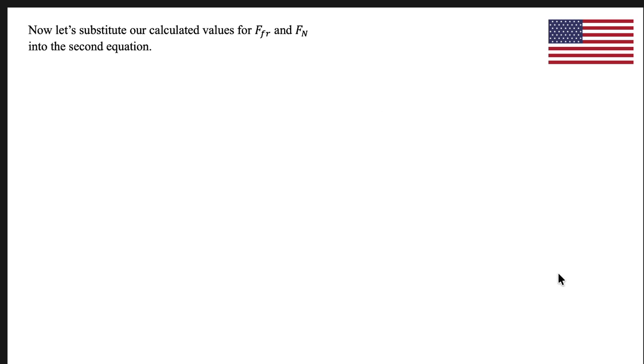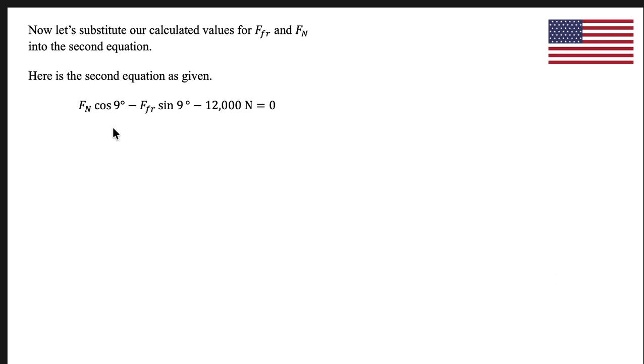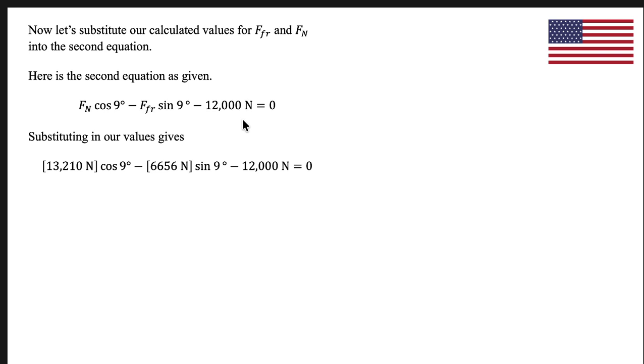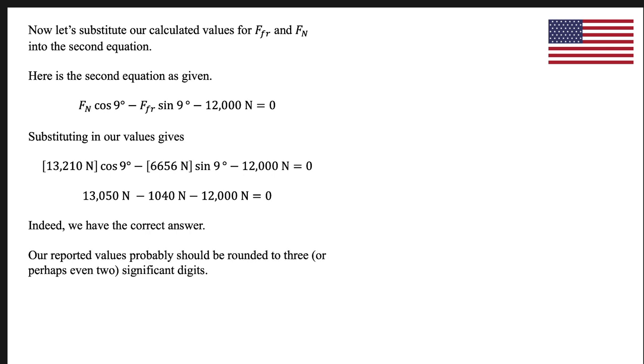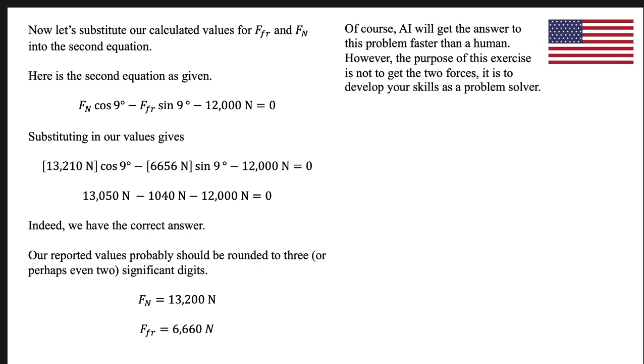Now we gotta use the second equation, see if that works. This is the second equation, and we're gonna stick in the values, and we get the same thing. So we have the correct answer. And we probably should round them to 3 or maybe even 2, right? 13.2, 666, maybe it should be 670, 6670, 6700.